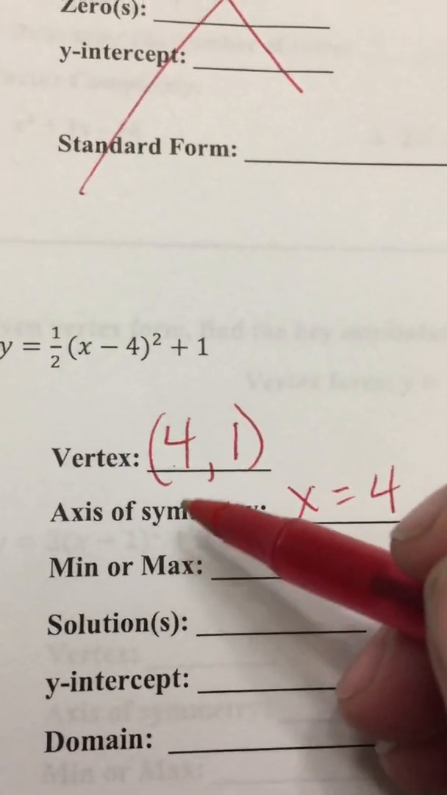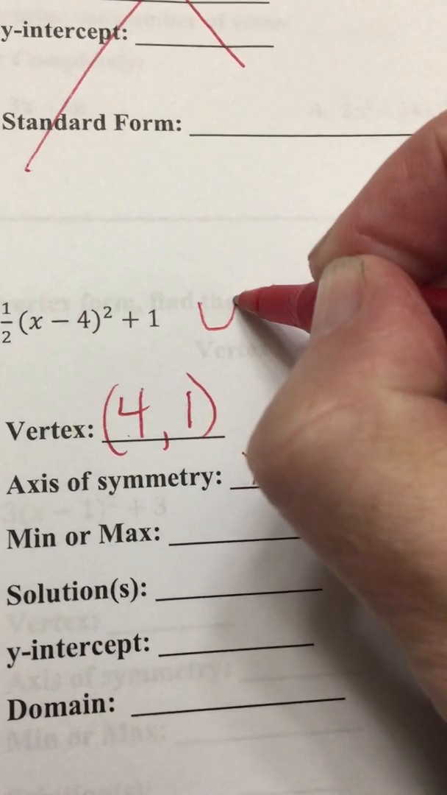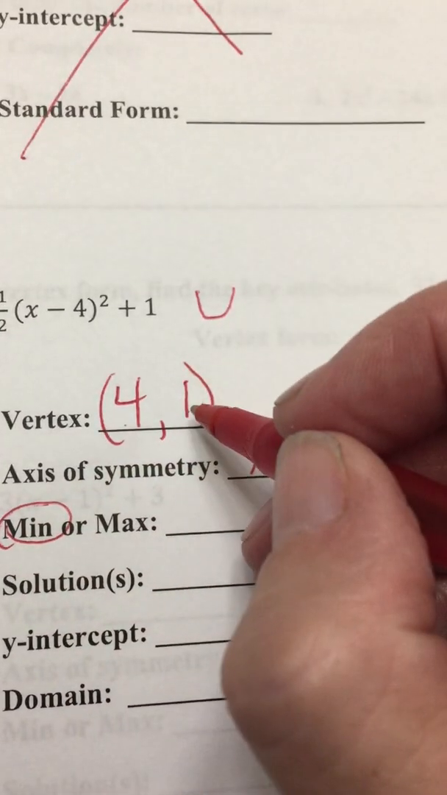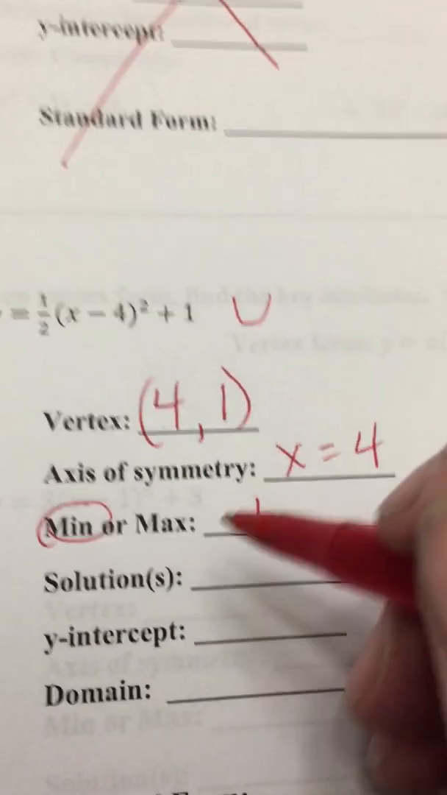Okay, so max or min. When we do this, you graph it, and this wound up being another smiley face. So it's got a minimum. It's a low spot, so it's minimum. And of course, the minimum number is the y number in my vertex. It's 1. It never goes below 1 on the y-axis.